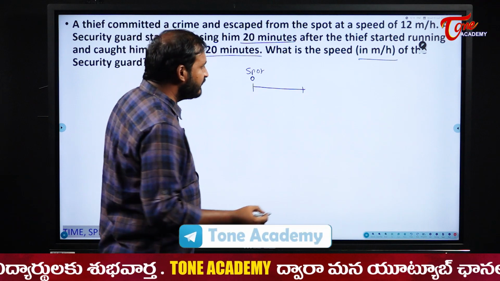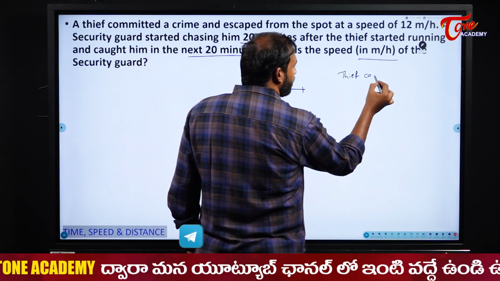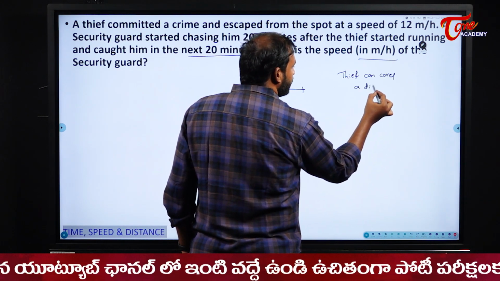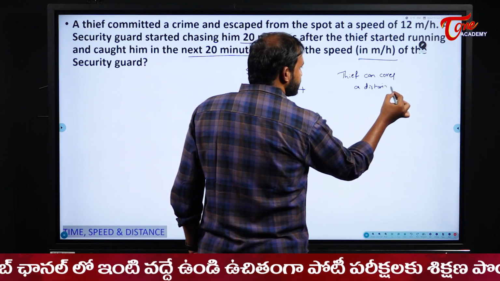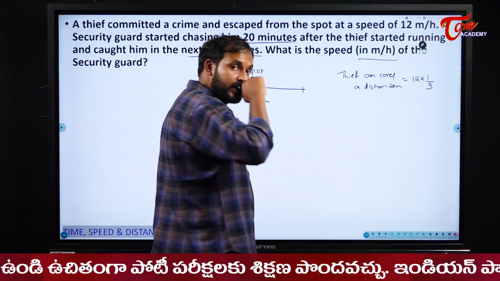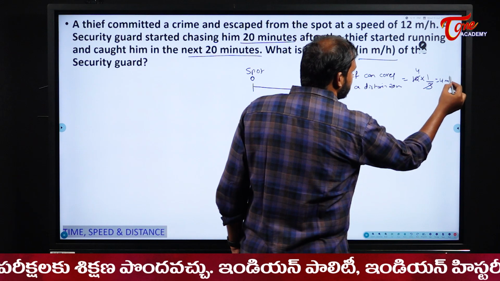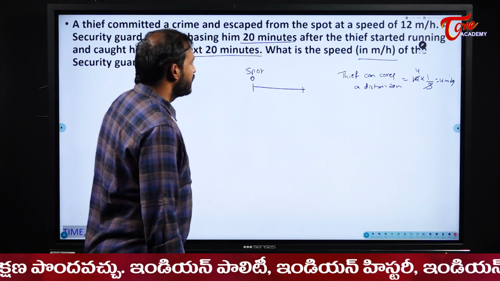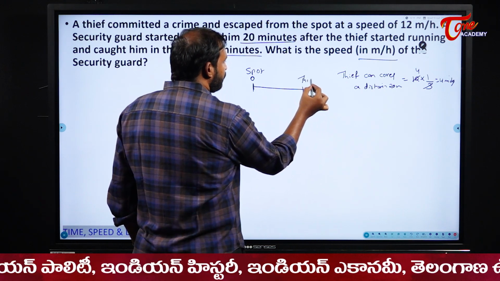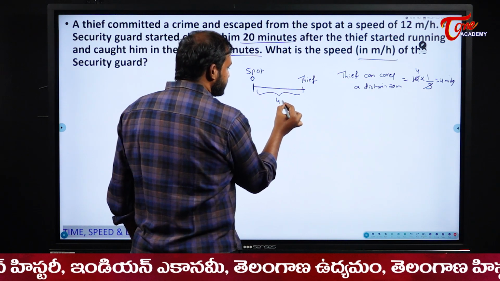Tell me, what distance can the thief cover in 20 minutes? The speed is 12, and 20 minutes into hours is 1 by 3, so 12 into 1 by 3. So he can cover 4 miles. That means from the spot to the thief, the distance between these two persons is 4 miles.